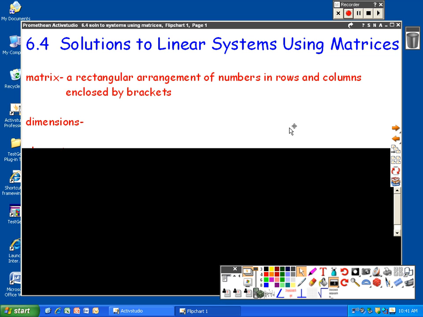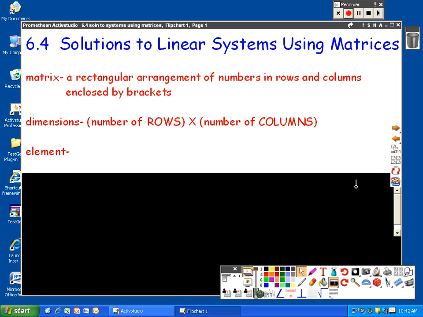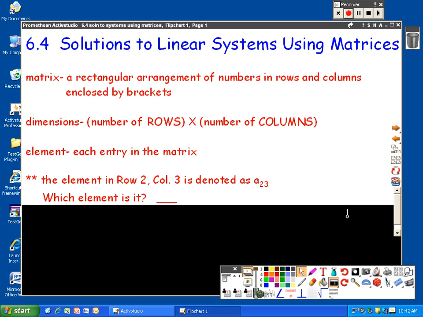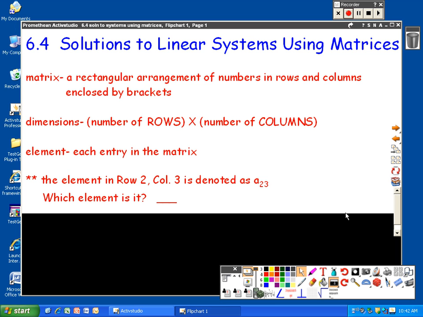The dimensions of a matrix are the number of rows by the number of columns. In mathematics, this capital X means by, not times, like a 2 by 4. That would be rows by columns. And an element would be one piece of data within the matrix, each entry. An element can also be denoted by its position. So an element in row 2, column 3 will be denoted as A23.